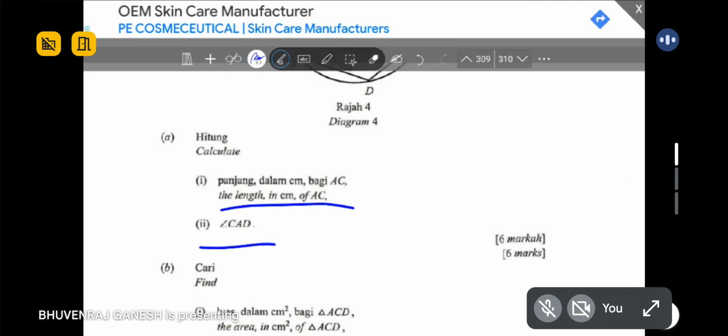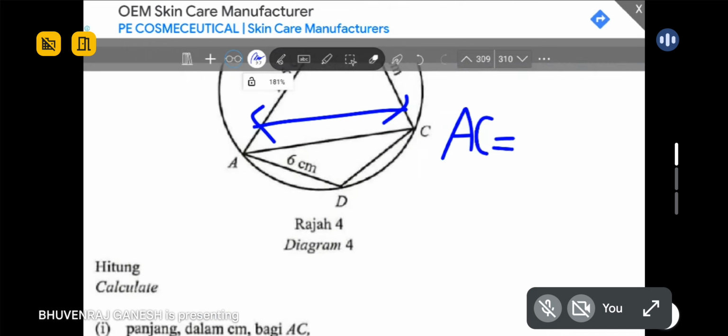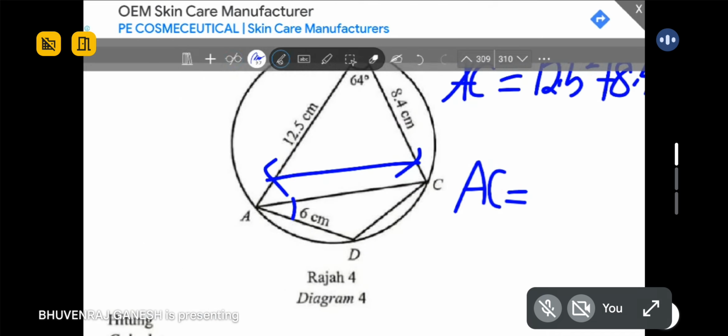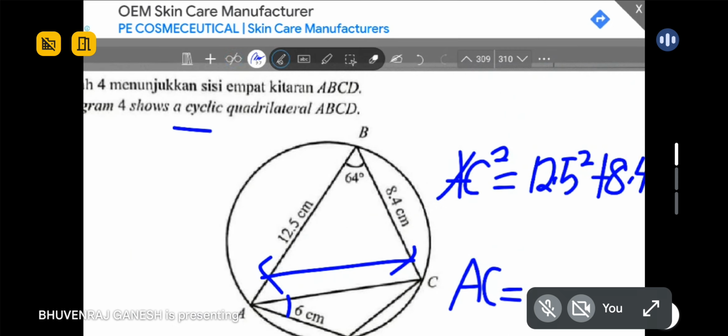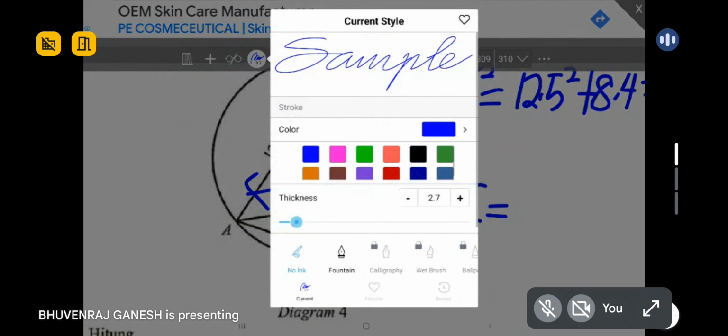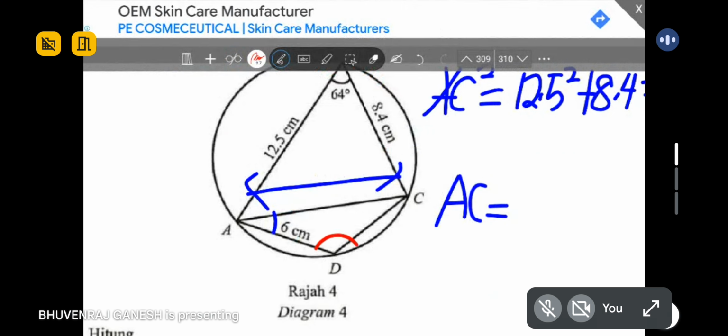A1. Okay, next one. They ask you to find CAD. Okay, means that kamu kena cari sudut yang ni. CAD. Okay, so how to find this one? Okay, you must think and see. All right. So they say it's a cyclic quadrilateral, guys. Sisi empat kitaran. So guys, do you remember a property or not? Ingat tak? Satu ciri-ciri. Can you all tell me what is the angle ADC? Anyone? Apa sudut dia untuk ADC?